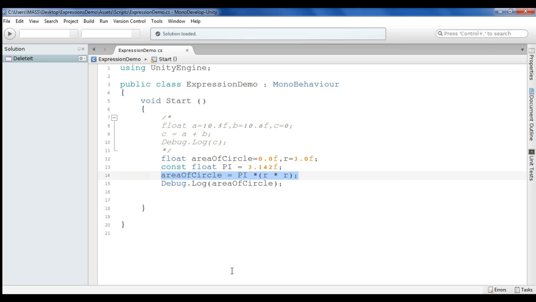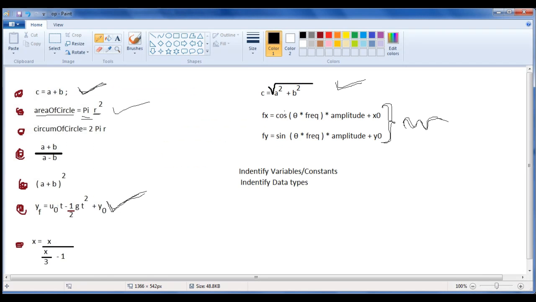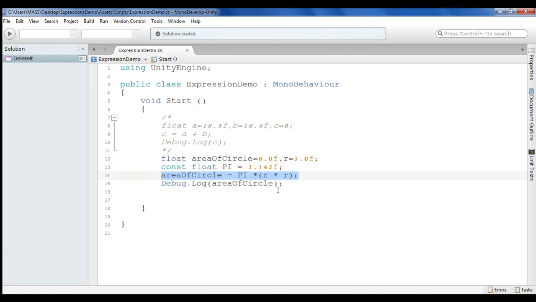Okay, let us see the next expression. The next expression that we have is circumference of a circle, formula 2 pi r. Now this is important. When I want to find out the circumference of a circle, you can see that the pi constant I have already created, and r is also created. The only thing I need to create is one more variable called circumference of circle. Okay, let us create that variable also.